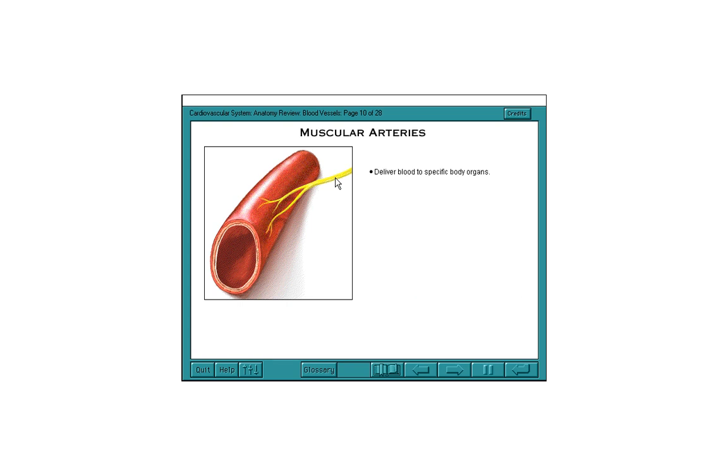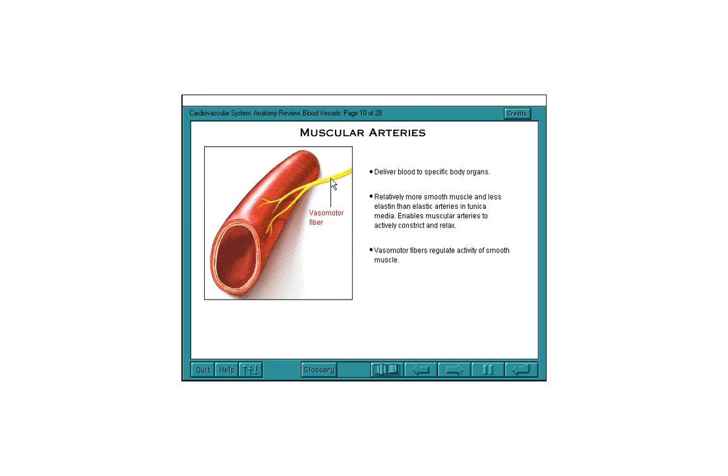Muscular arteries deliver blood to specific body organs. They have relatively more smooth muscle and less elastin than elastic arteries, enabling them to actively constrict and relax. Vasomotor fibers of the sympathetic nervous system regulate the activity of the smooth muscle in muscular arteries.